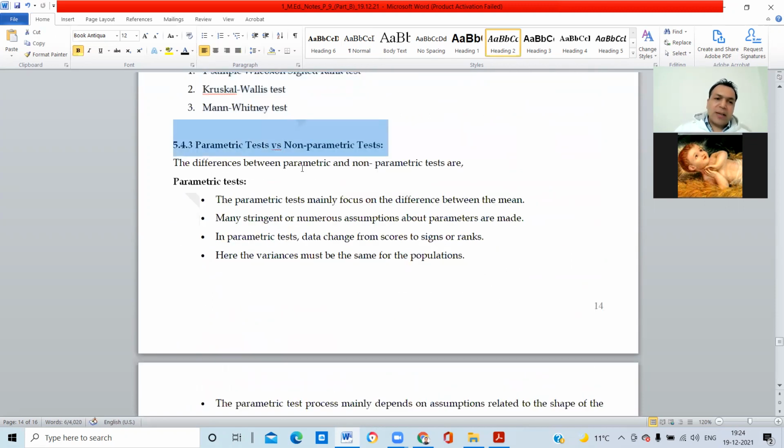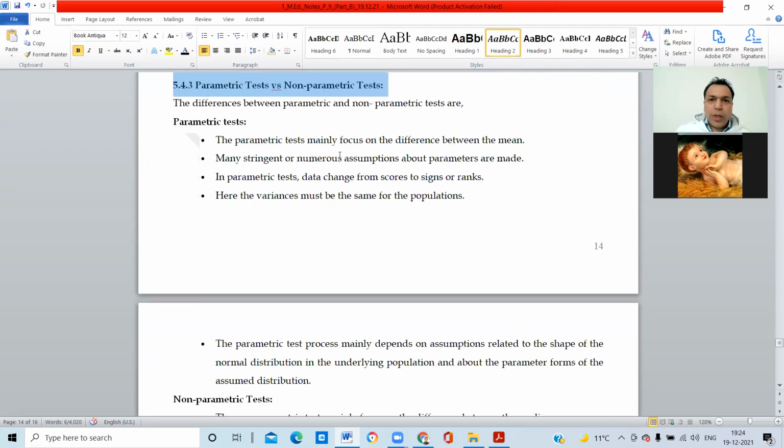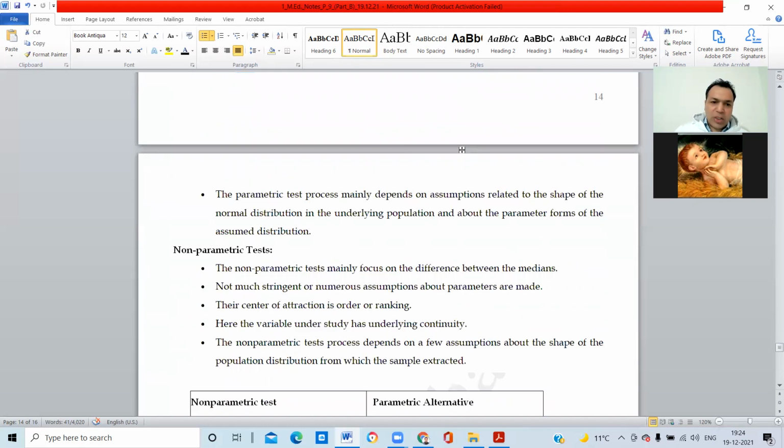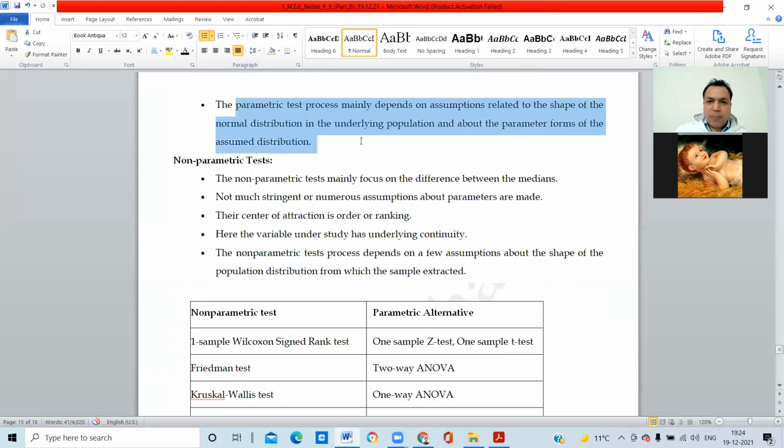Now we discuss the difference between parametric and non-parametric tests, and we are going to conclude our topic. Parametric tests mainly focus on the difference between the means. Many stringent or numerous assumptions about parameters are made. In a parametric test, data changes from score to signs. Here the variance must be the same for the population. The parametric test process mainly depends upon assumptions related to the shape of the normal distribution in the underlying population and about the parameters of the assumed distribution.